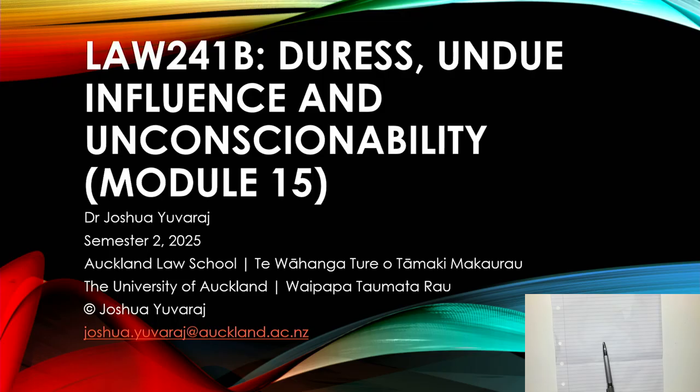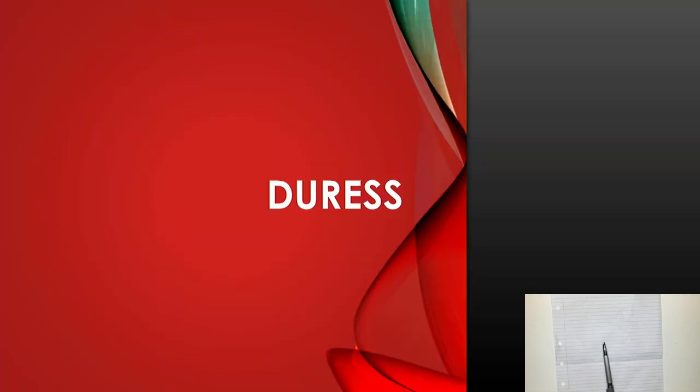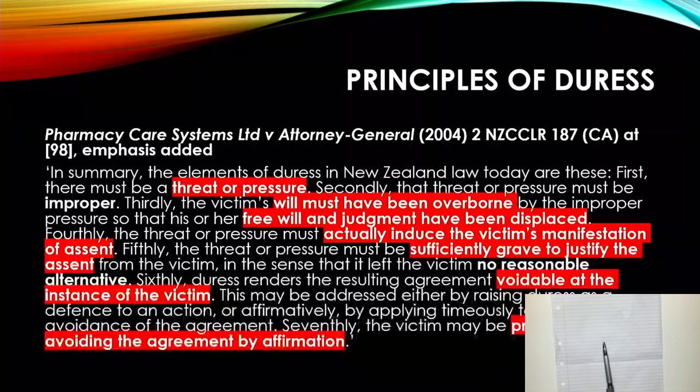So, last week we finished off briefly introducing duress. And duress is the idea that you are coerced into entering into a contract, right? And it's what we call a vitiating factor. It says that if you are coerced into a contract, then you have the right to have that contract declared void. In other words, it doesn't exist.